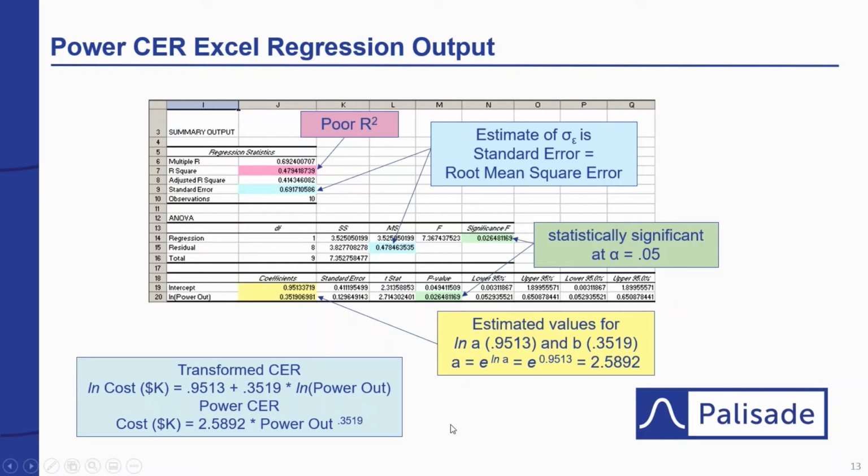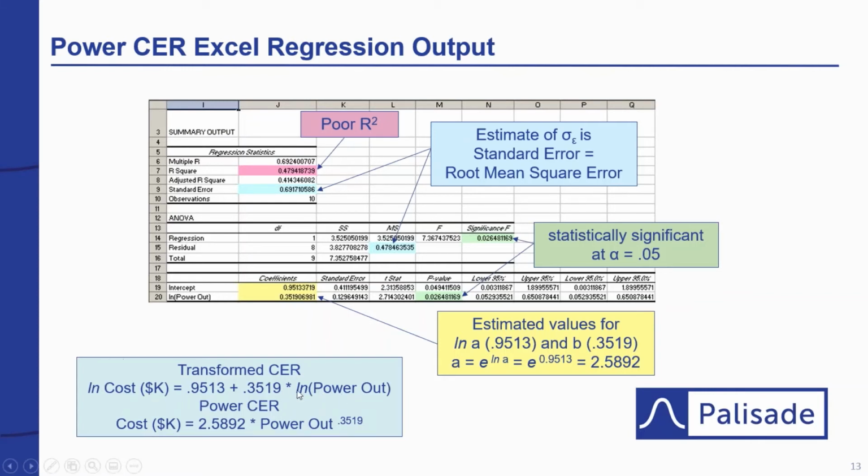I'm prepared to write the equation either way I want to do it. I could either write it in fit space as intercept plus slope times the X variable, which happens to be the natural log of power, or I could write it as a power function. The power function is A times X raised to the B. You see the A, that's why I showed you how to solve for A. 2.5892 times whatever X we want to work with, raised to the 0.3519, would directly give us an estimate of the cost in thousands of dollars for that power.